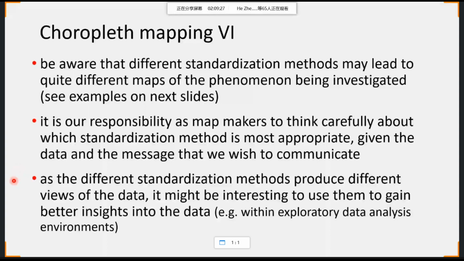As the different standardization methods produce different views of the data, it might be interesting to use them to gain better insights into the data. For example, with exploratory data analysis environments. So sometimes it makes sense to produce several maps and compare them, because each of the maps will give you a different view of the data. So this can be very interesting for analysis.